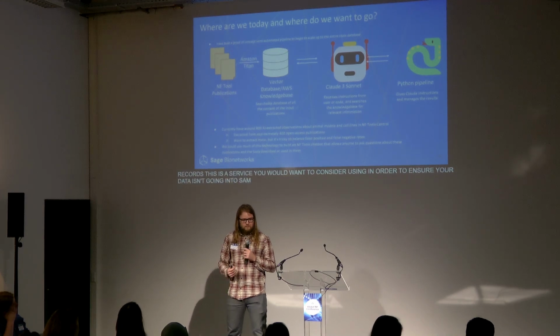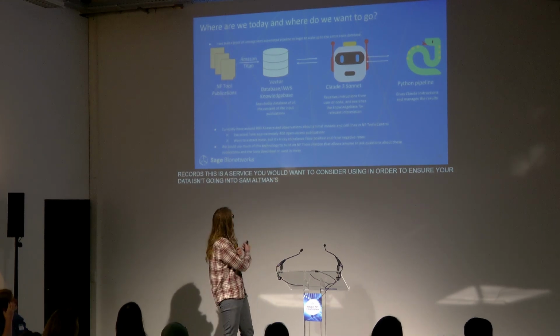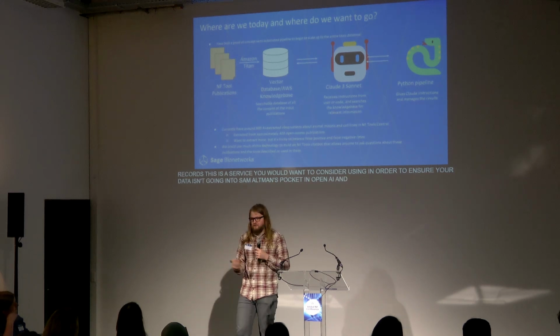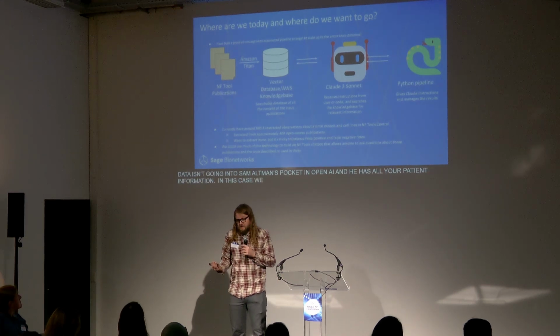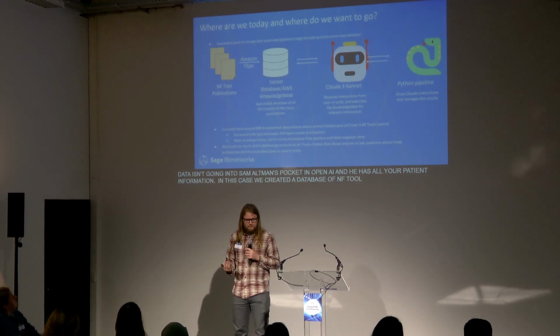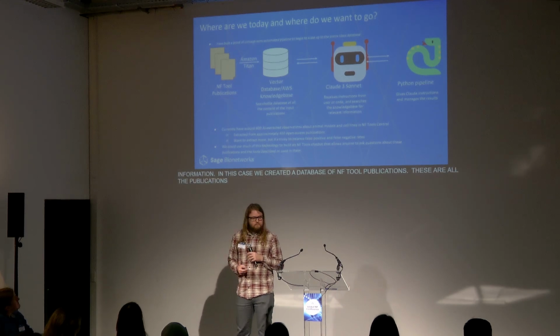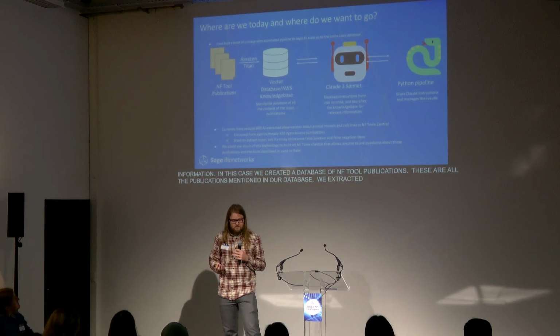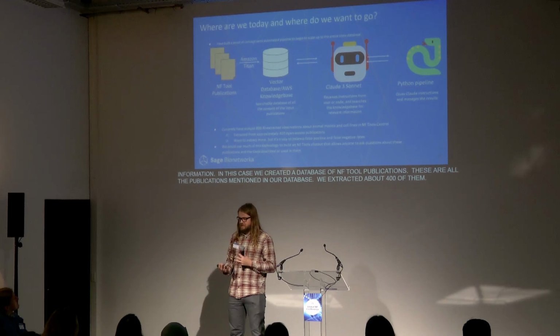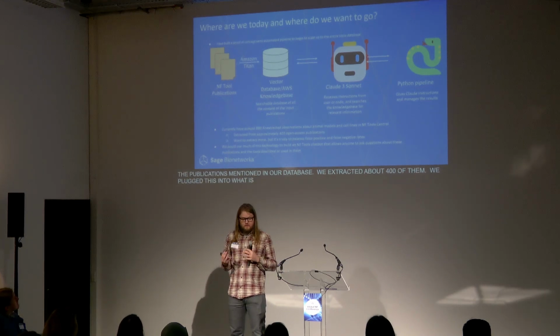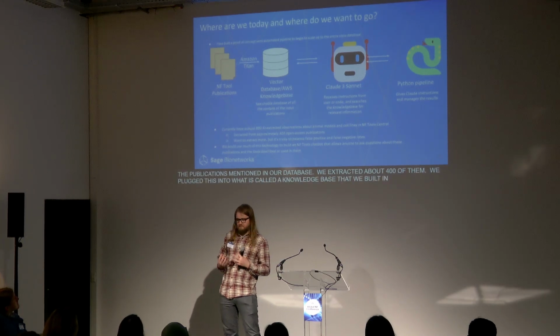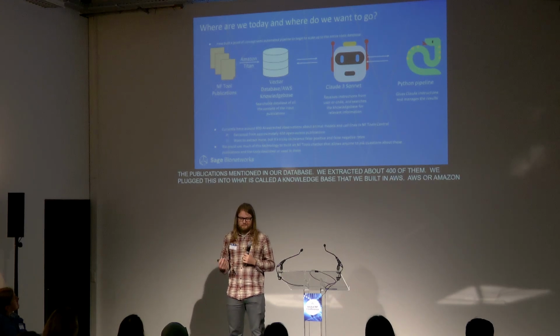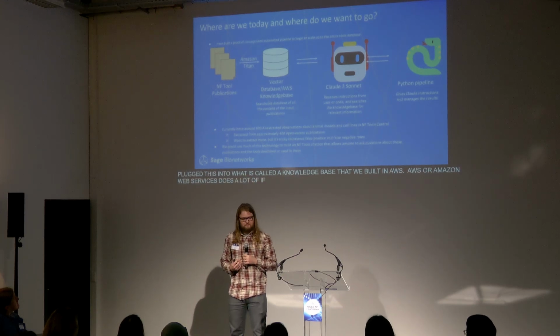So in this case, we created a database of NF tool publications. These are just all the publications that are mentioned in our database. We extracted about 400 of them. We plugged this into what's called a knowledge base that we build in AWS. AWS, or Amazon Web Services, does a lot of the heavy lifting for us, so you kind of plug the PDFs in and you get a knowledge base, which is pretty cool.